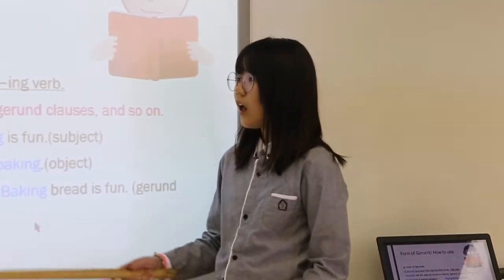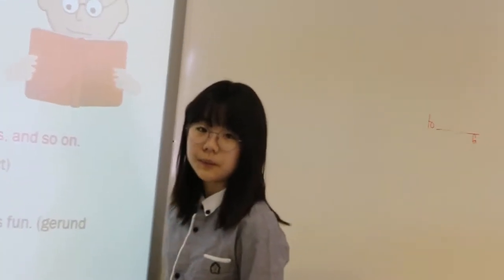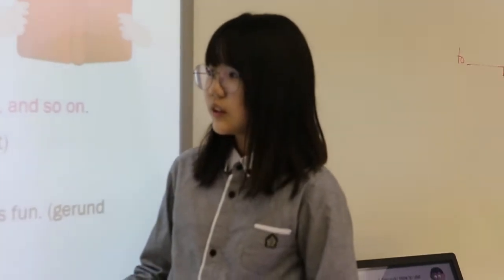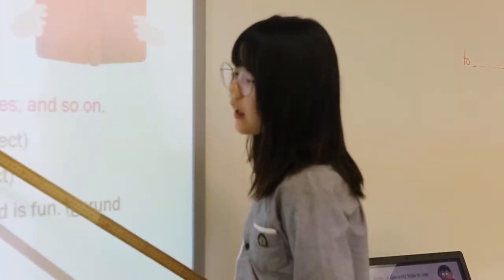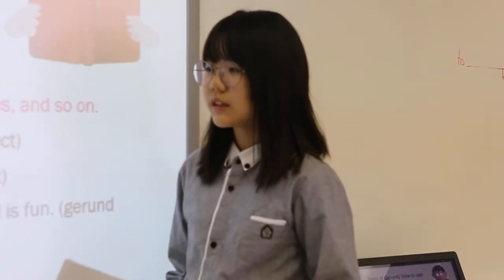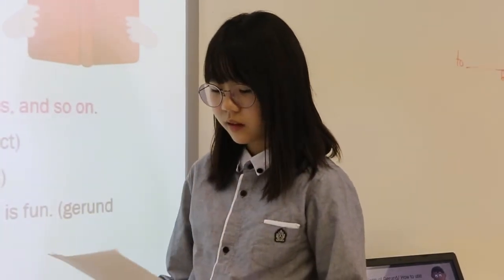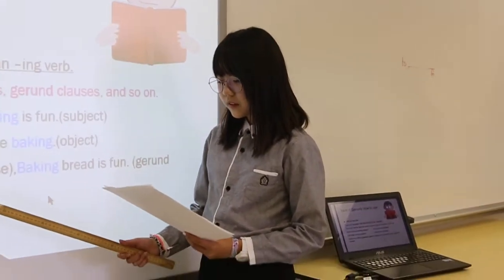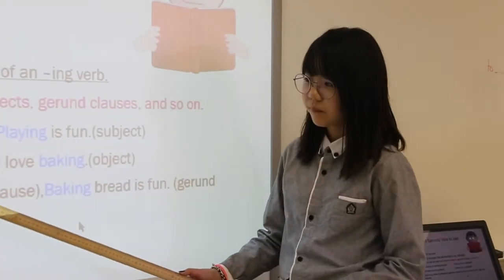Form of gerund. A gerund is a noun that has the form of an ing verb. Gerunds can be used as subject, object, gerund clauses, and so on. For example, reading is boring, and playing is fun. In both of these sentences, the gerund is used as a subject.